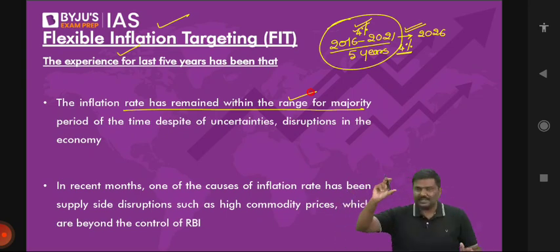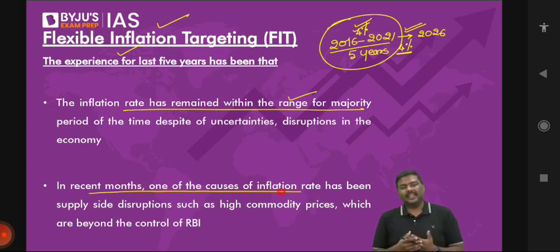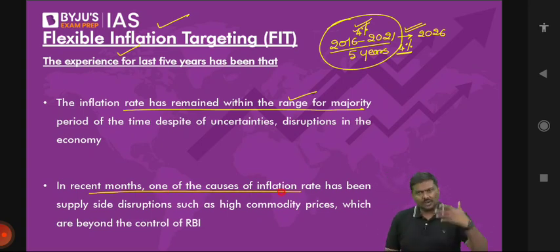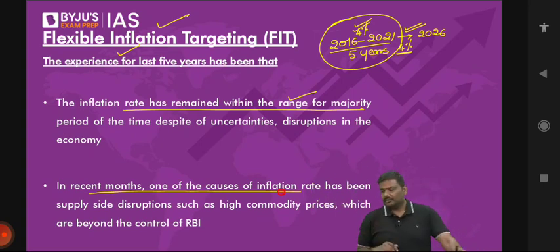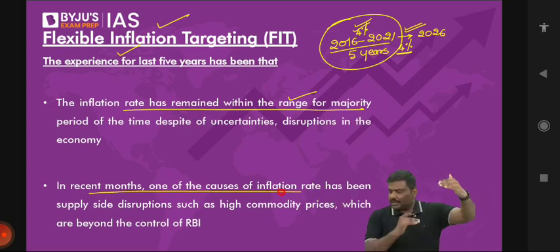But recently, inflation has gone beyond 6%. But please understand, it is not because of policy failure. It is not because of the failure of RBI. It is because of certain external and internal events. For example, I told you, from January to October, the inflation rate has been beyond 6%.